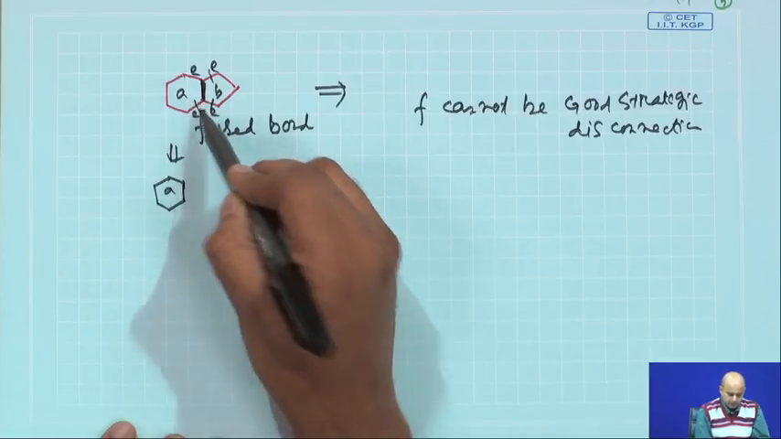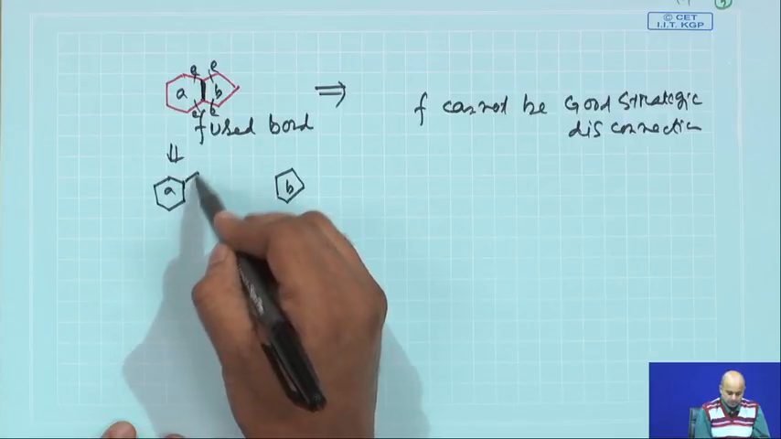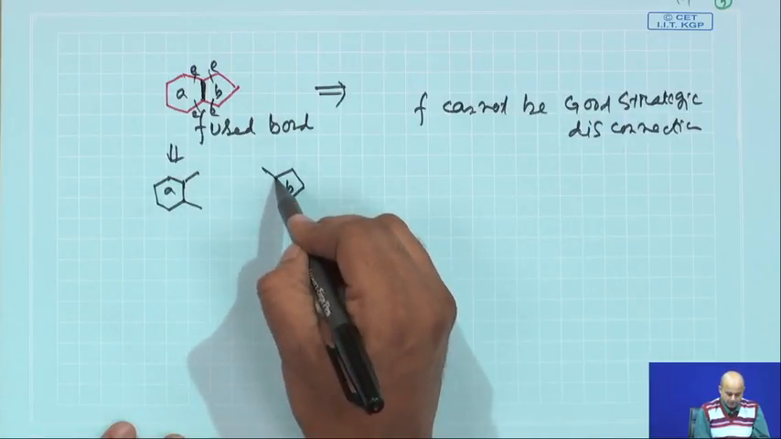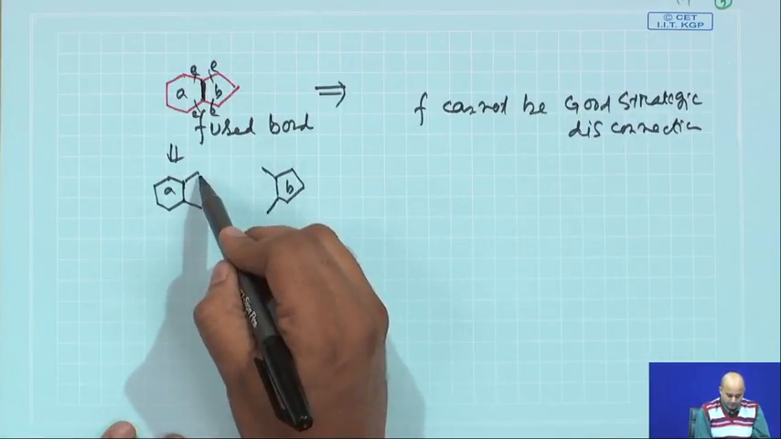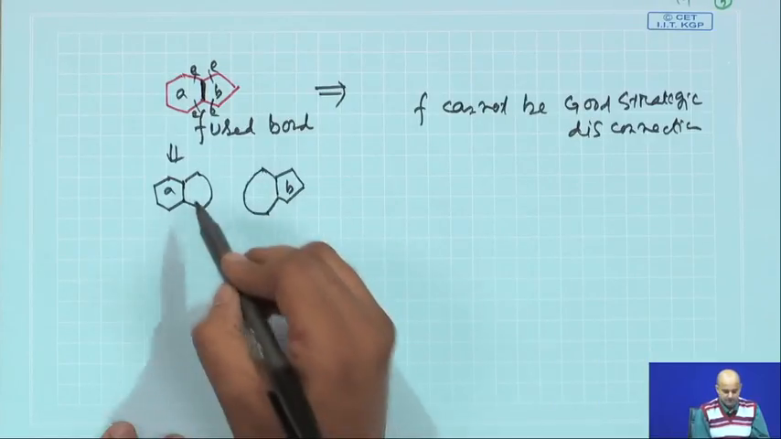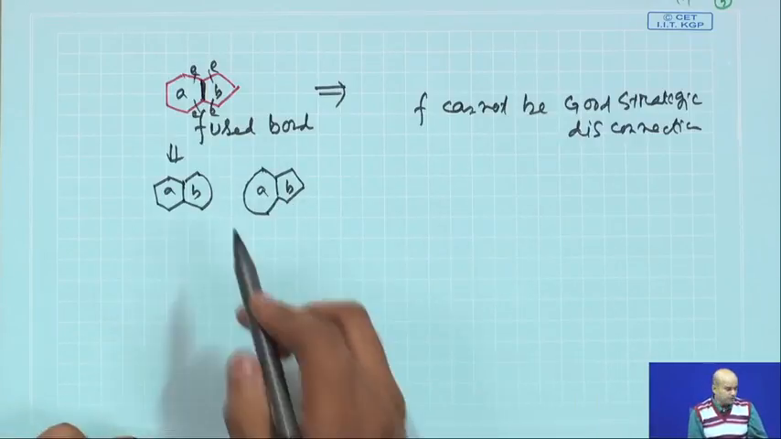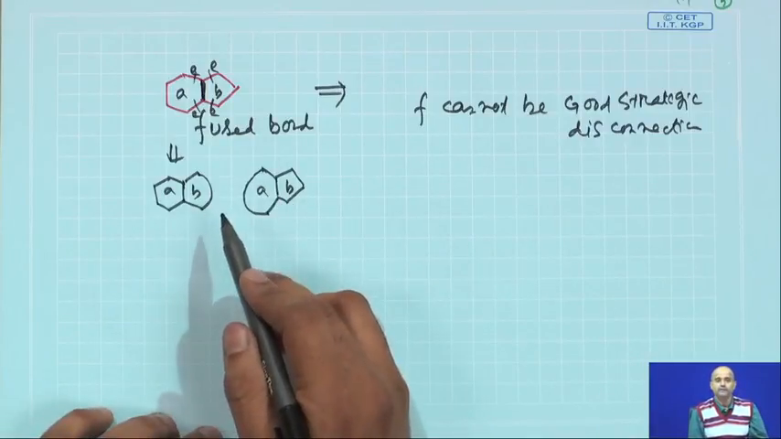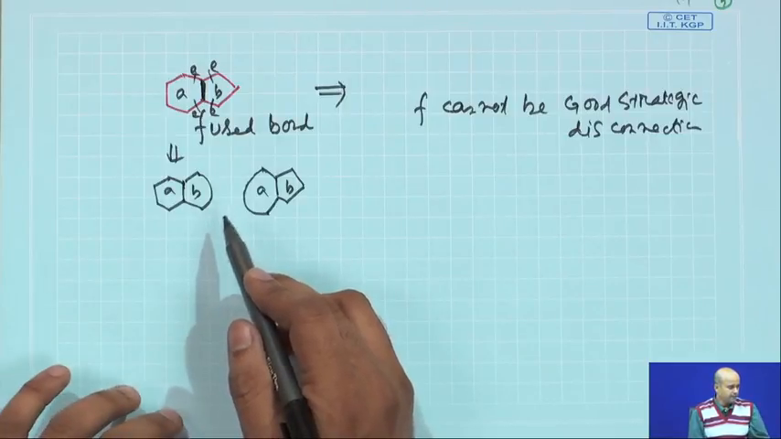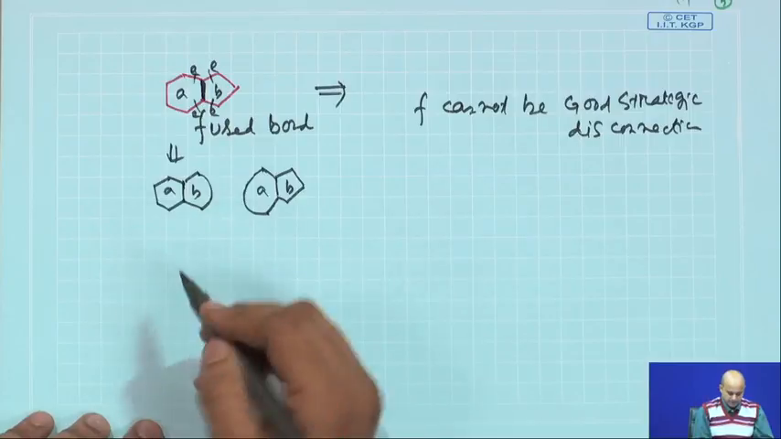So, you can now think about having this kind of disconnection or this kind of disconnection to make a cyclopentane ring here or a cyclohexane ring here. So, this gives B, this gives A. So, this is the point: the fusion bonds you probably never touch, that is the usual rule of disconnection.